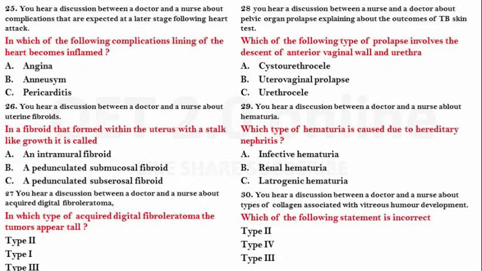Pedunculated fibroids are attached to the uterine wall by a stalk-like growth called a peduncle, which is the main difference between pedunculated fibroids and other fibroids. If a pedunculated fibroid forms in the middle muscle layer or myometrium of the uterus, then it is called pedunculated submucosal fibroid, and if it forms outside the uterus, it is called a pedunculated subserosal fibroid.